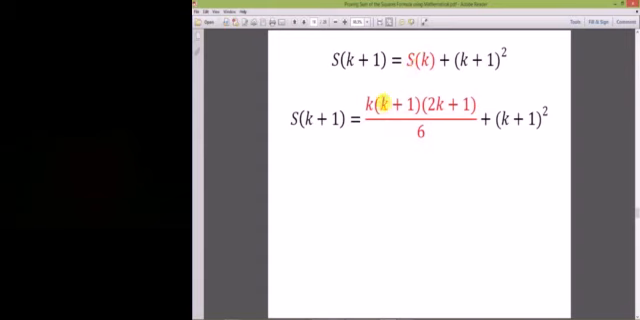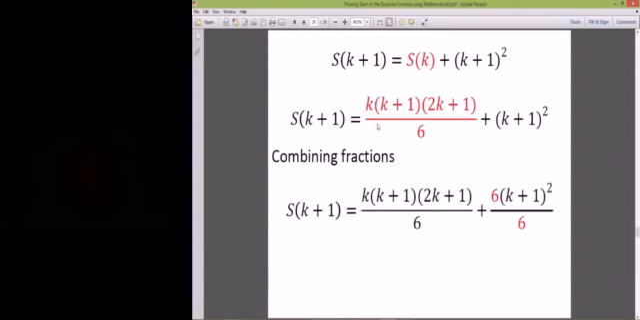But then by the induction hypothesis, we already assume that S of k is k times k plus 1 times 2k plus 1 over 6. So therefore, we have that equation, and then combining fractions, taking the least common denominator, S of k plus 1 equals k times k plus 1 times 2k plus 1 over 6 plus 6 times k plus 1 squared over 6.